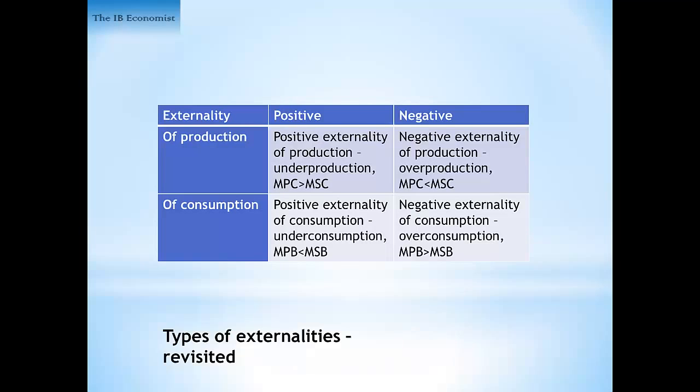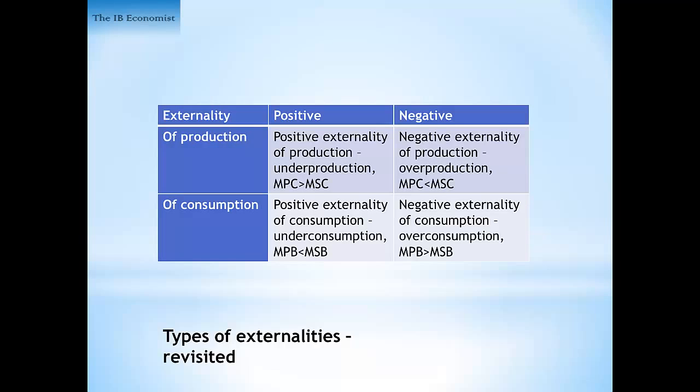We can summarize our four types of externalities as the following. First, the positive externality of production. This would create a situation where a product is being underconsumed. In this situation, the marginal private cost would be greater than the marginal social cost. As a result, people would want to underproduce this product because to them this product is seen as very expensive to produce.